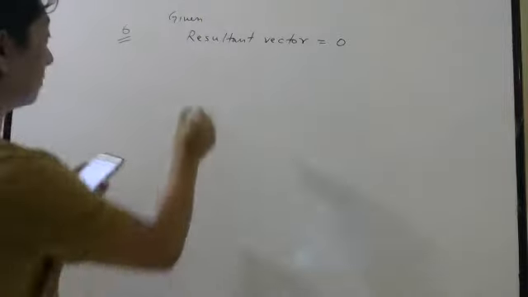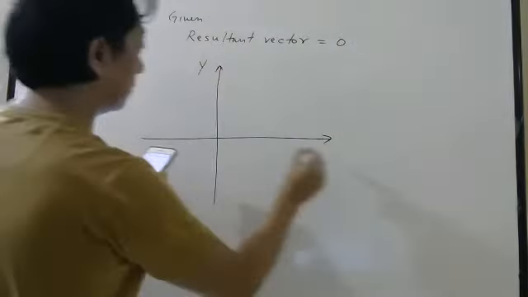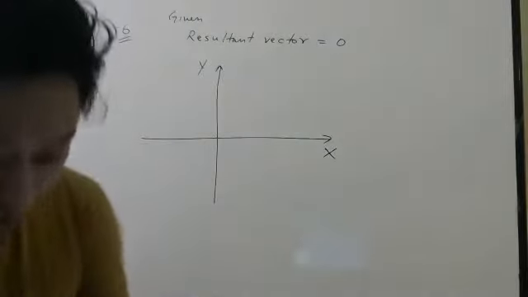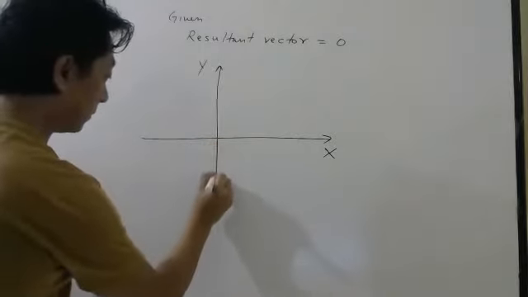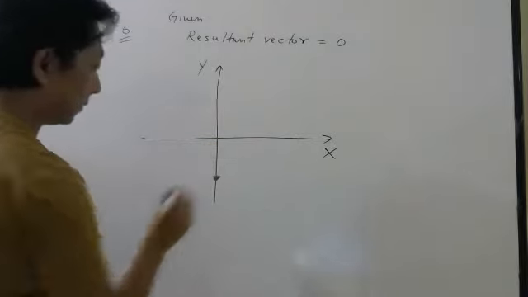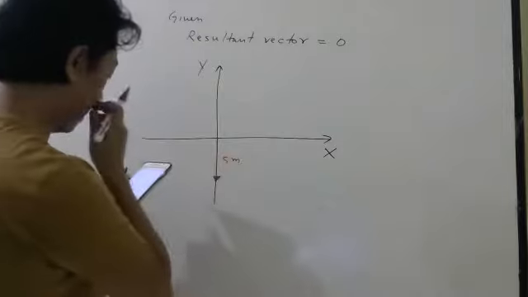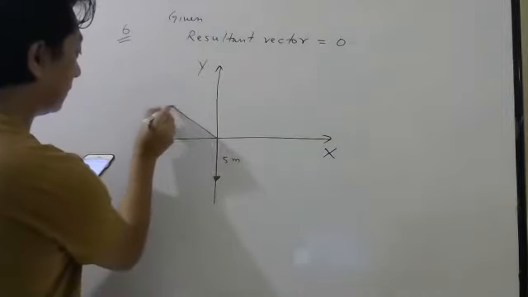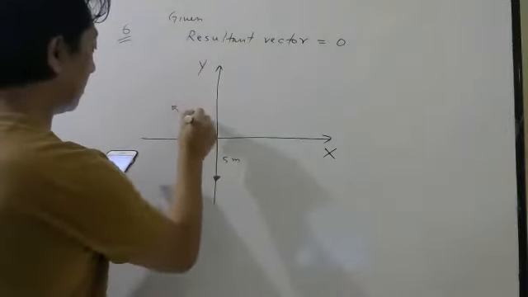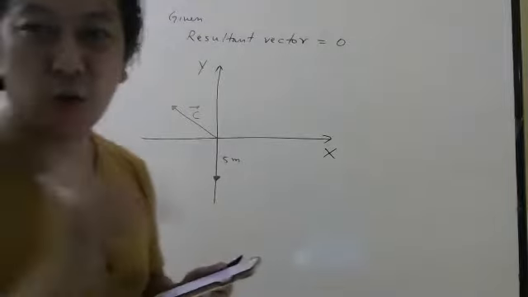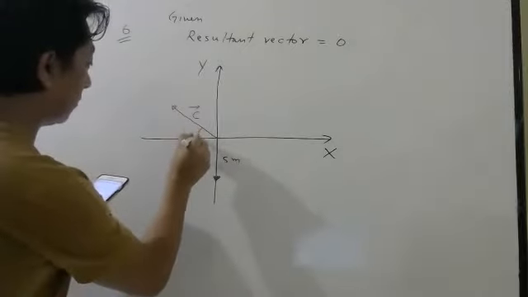Let me draw the diagram. So here is your y-axis, here is your x-axis. You can see there are three vectors. One vector is here, whose magnitude is 5 meters. So this length is 5 meters. Another vector is here, that is your OC bar. Let me just call this whole vector C bar. And this angle is given 45 degree.